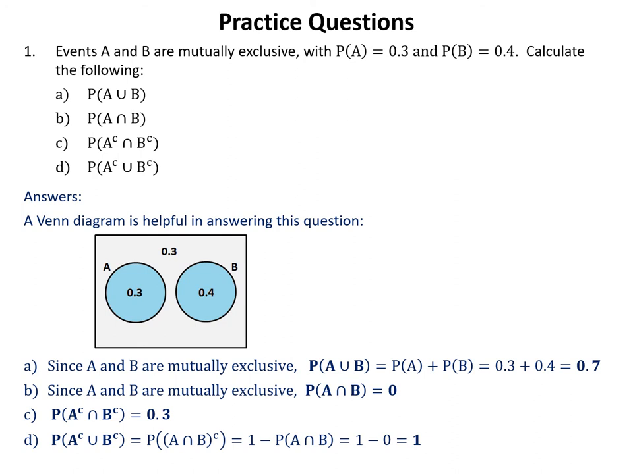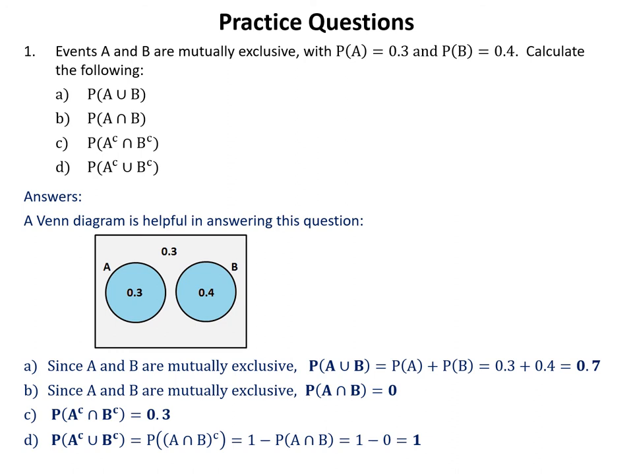So for part A, since the events are mutually exclusive and there is no intersection, the probability of A union B will simply equal the probability of A plus the probability of B, which equals 0.3 plus 0.4, which equals 0.7. For part B, as we just mentioned a moment ago, since the events A and B are mutually exclusive, the probability of the intersection of them is equal to zero.